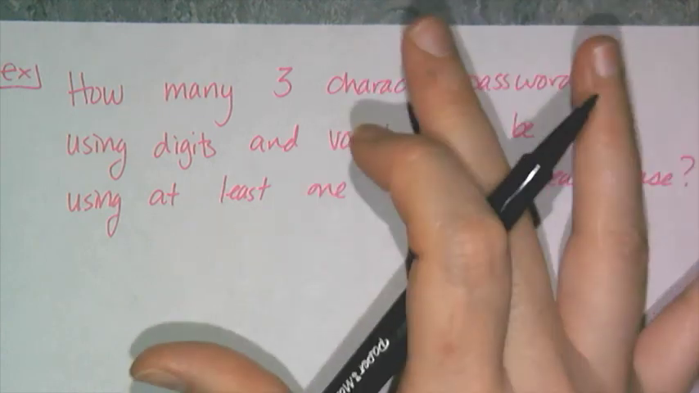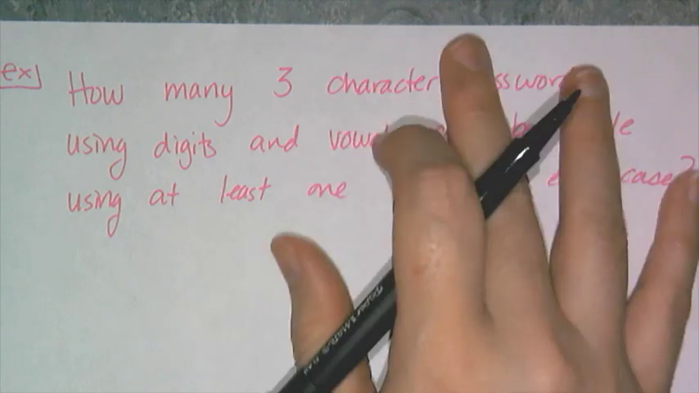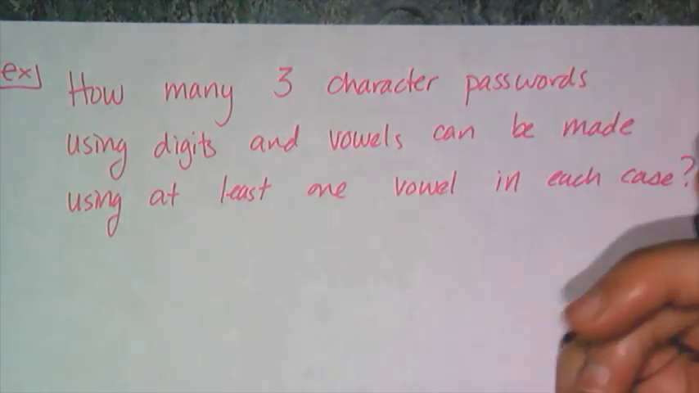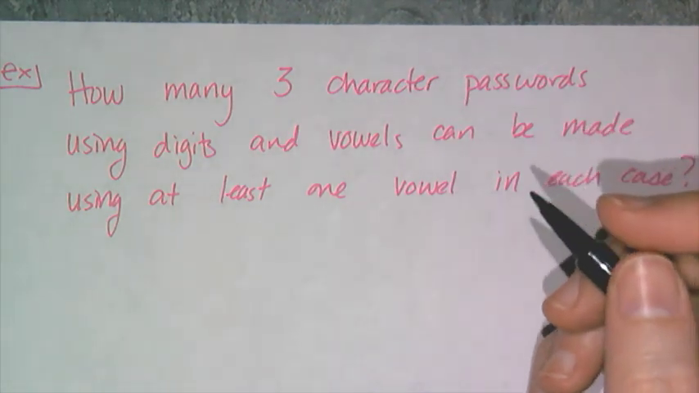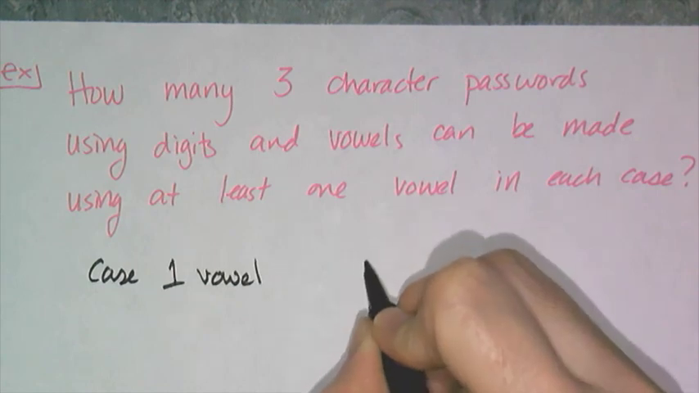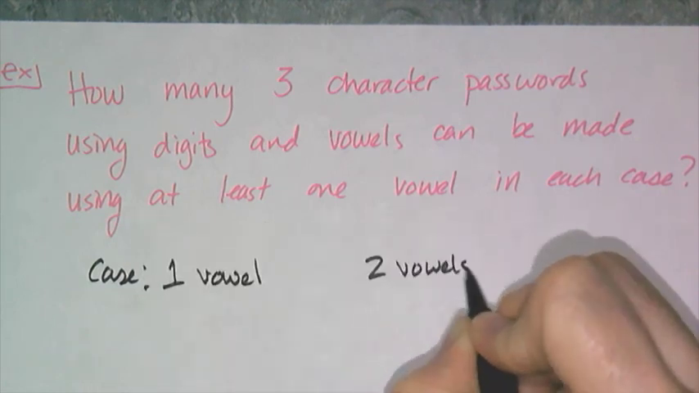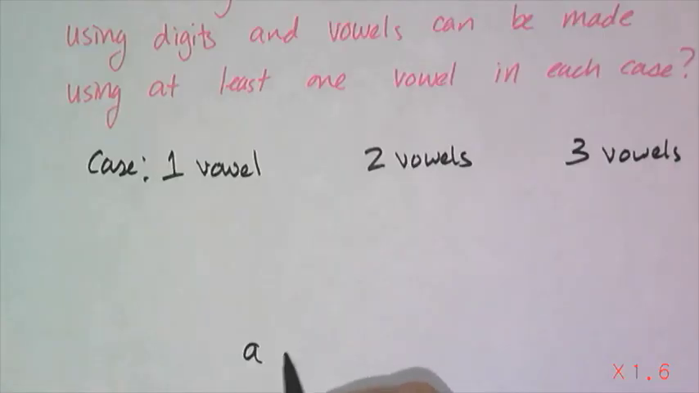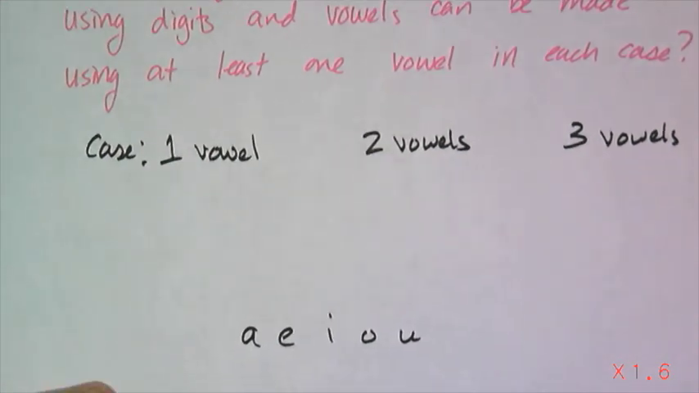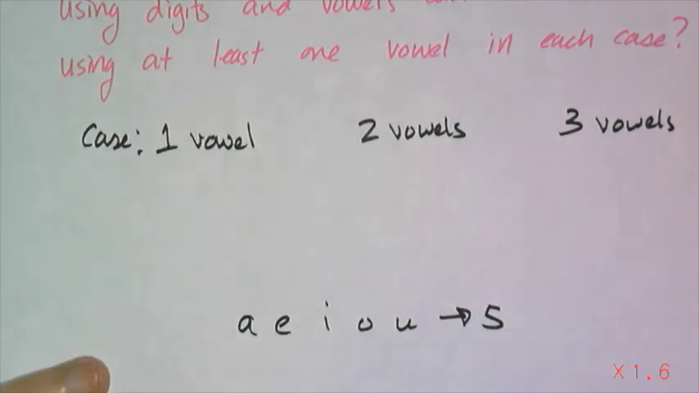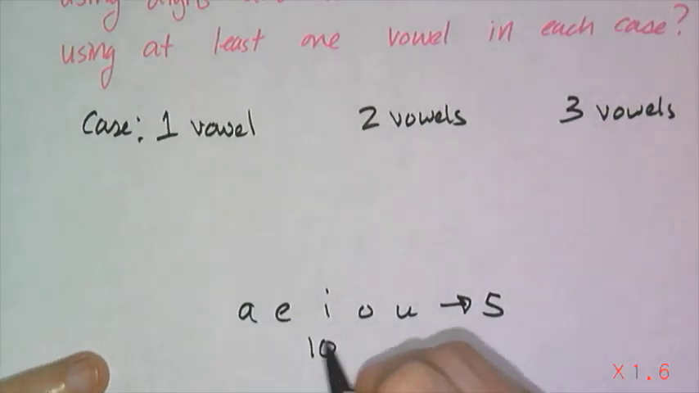So I have to break this up into mutually exclusive cases that I can then find the individual numbers for and then add them up. So I have the case of one vowel, the case of two vowels, and then three vowels. Now I know the vowels are A, E, I, O, and U. We're not going to go for those special sometimes vowels, just the straight up A, E, I, O, U, in which there are 5. And then I also know that there are 10 digits.